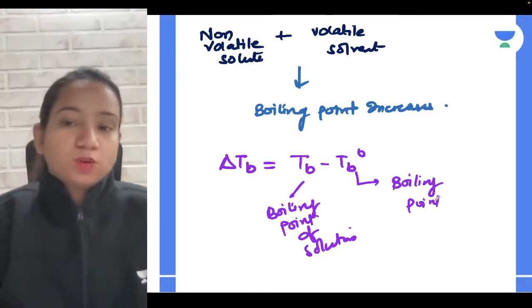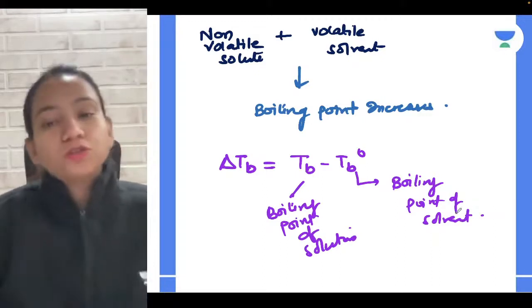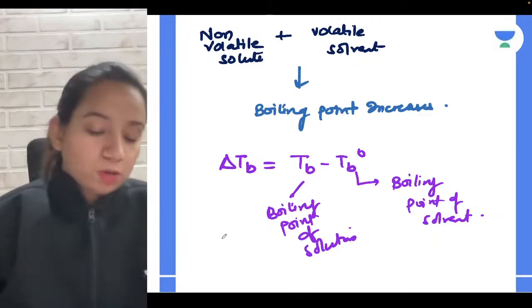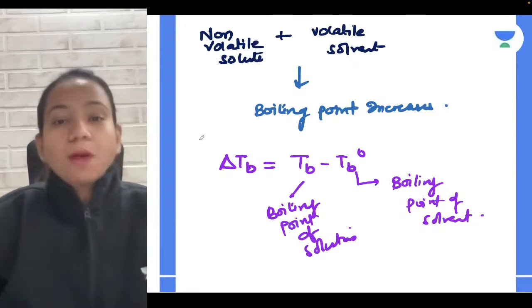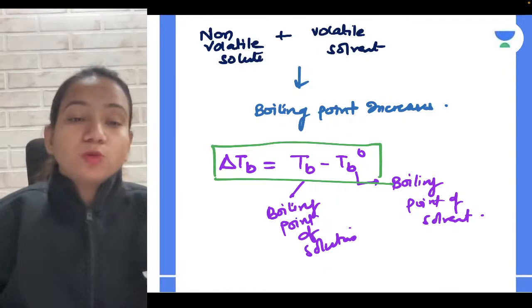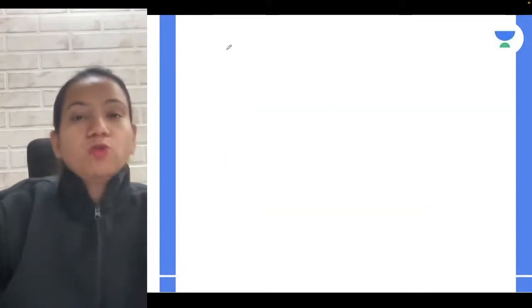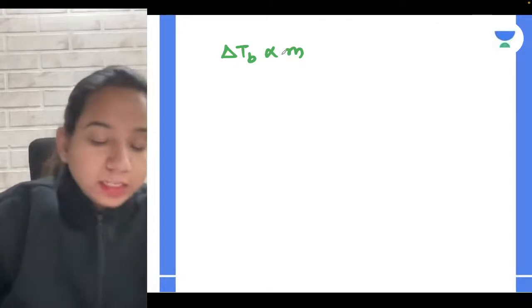Boiling point of solvent. Okay, so this is the boiling point of solution, this is the boiling point of solvent, and this is how we can find out the change. But what we have seen is that delta Tb is found to be directly proportional to molality. Delta Tb is directly proportional to molality.